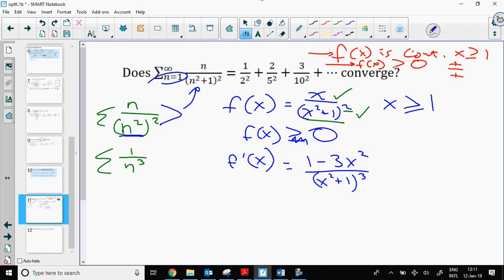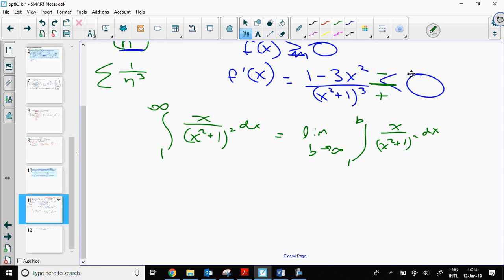Now this is going to be always negative because, again, as x is bigger than or equal to 1, the denominator is going to always be positive, but the numerator is going to always be negative. So therefore, the derivative itself is negative. So finally, I have a continuous positive decreasing function here for sure. Now we can use the integral test.